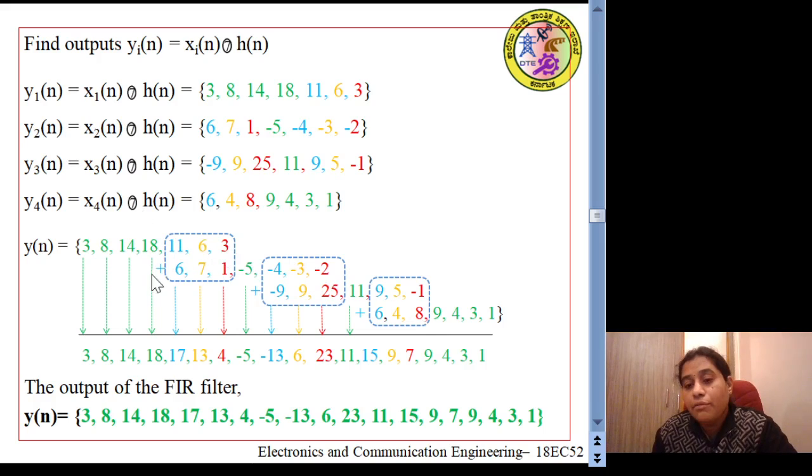Then the overlapped samples have to be added, and the samples which do not coincide can be kept as they are. You can observe in the output blocks that the samples highlighted in green color we keep as they are. Cyan color values are added with the next cyan color values, saffron color samples with the next saffron samples, and similarly red with red. First, the green samples 3, 8, 14, 18 we keep as they are.